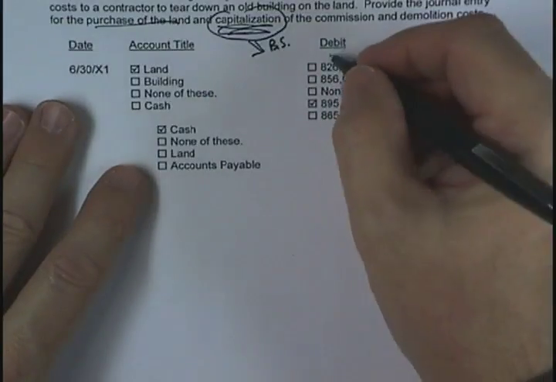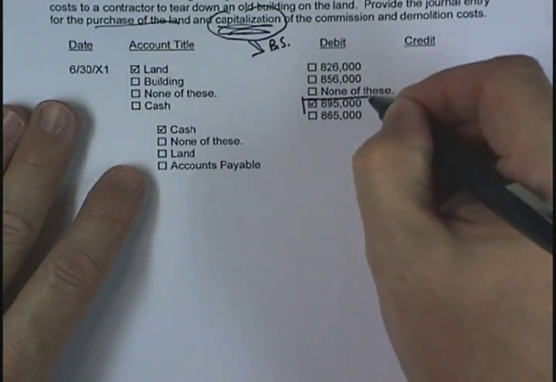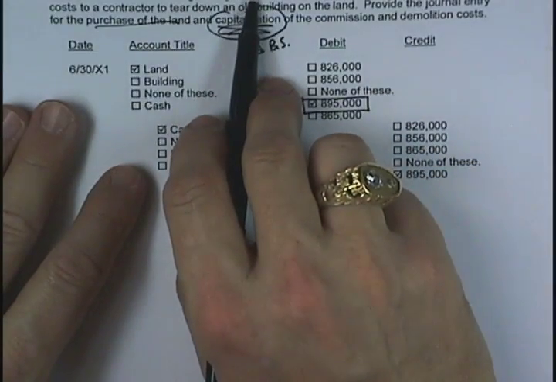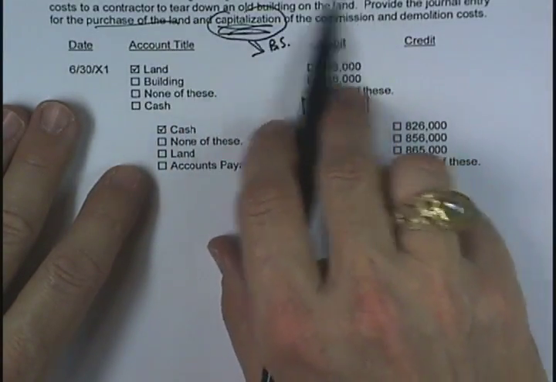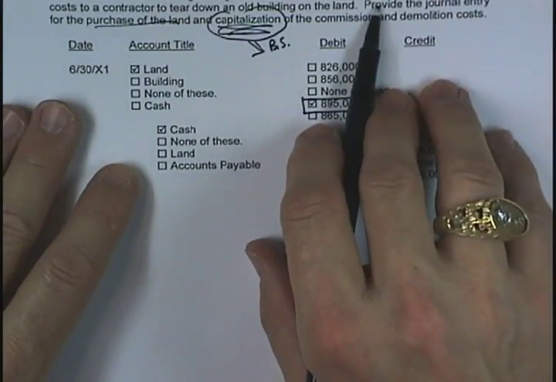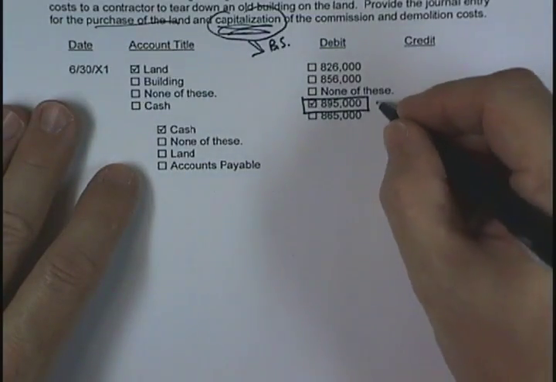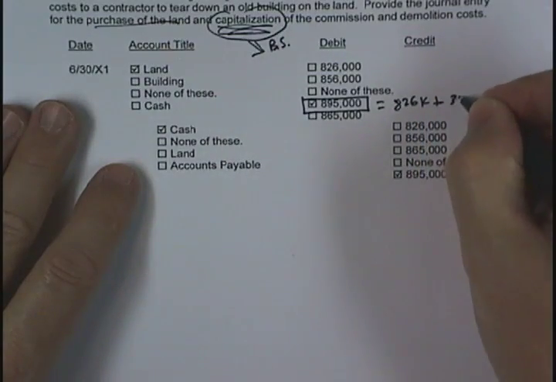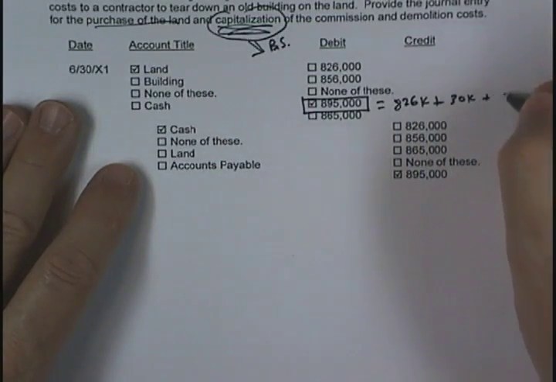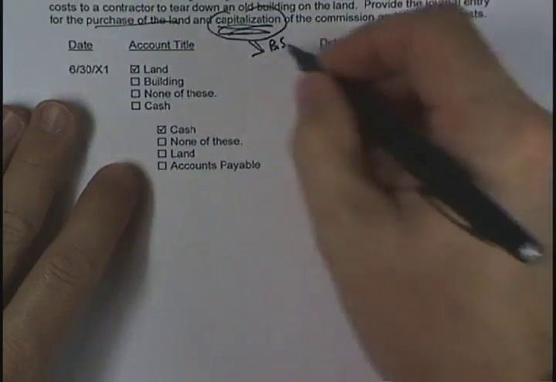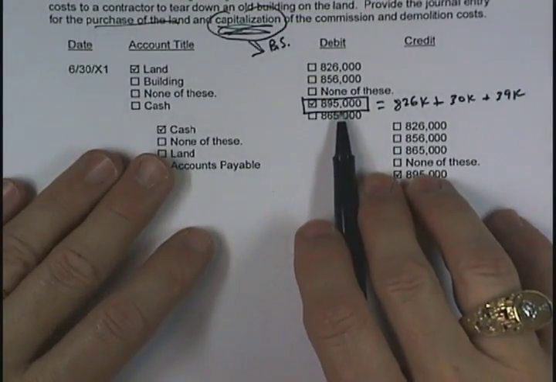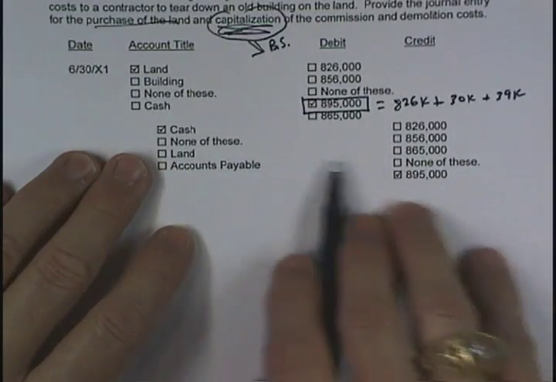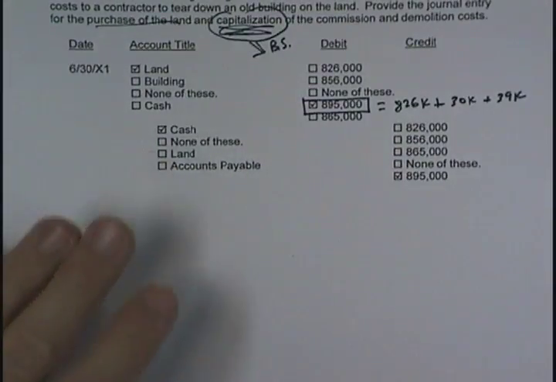So the land will actually have a value of $895,000 on the books. That's the sum of the $826,000 and then the $30,000 commission and the $39,000 demolition. This was all capitalized. So the $826,000 plus the $30,000 plus the $39,000 are all capitalized, placed into that asset account called land, and they paid cash for the $895,000.